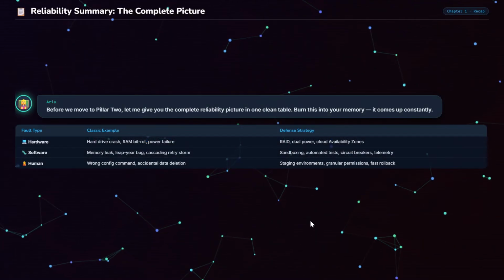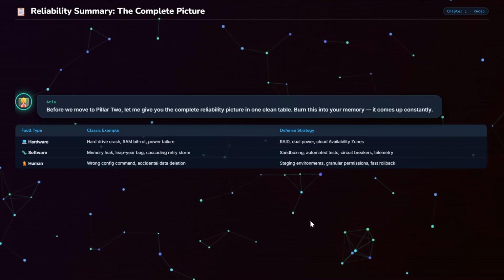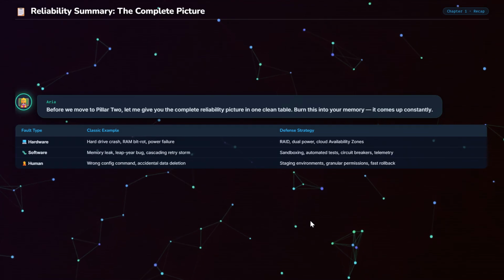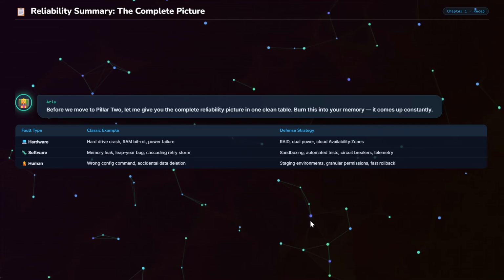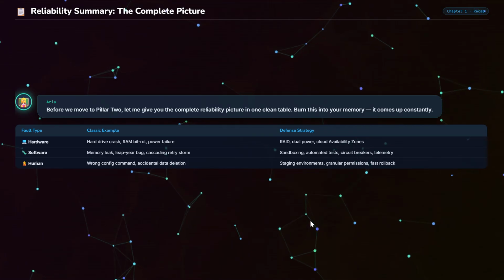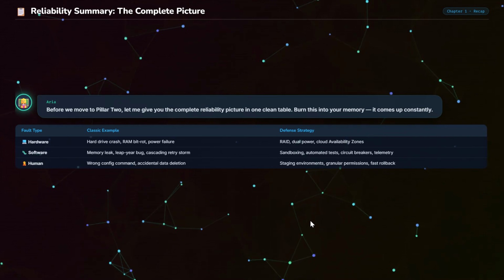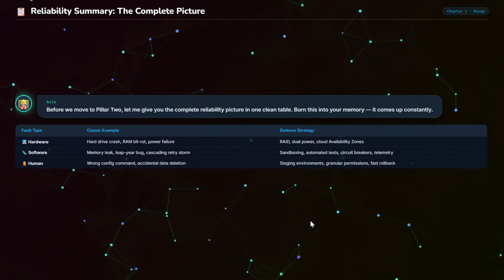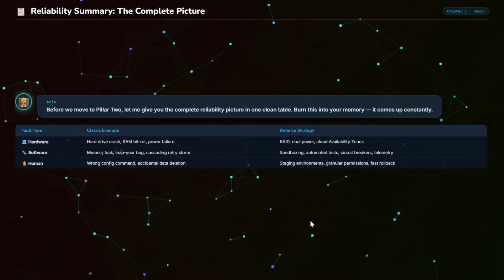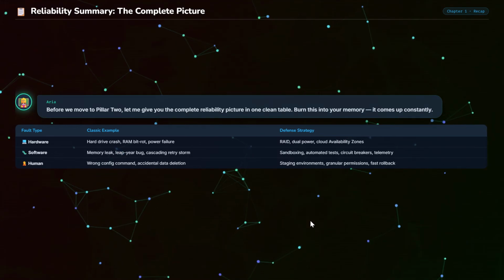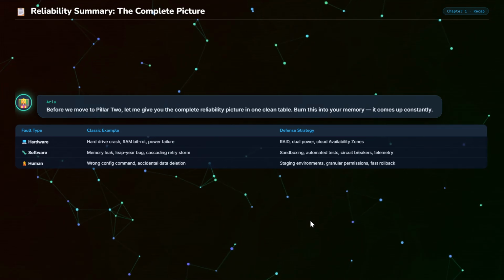Before we move to Pillar 2, let me give you the complete reliability picture in one clean table. Study this carefully. The 3 fault categories and their corresponding defense strategies are something every system designer needs burned into memory. Hardware faults need hardware redundancy. Software errors need telemetry, sandboxing, and circuit breakers. Human errors need process guardrails, permission controls, and fast rollback.